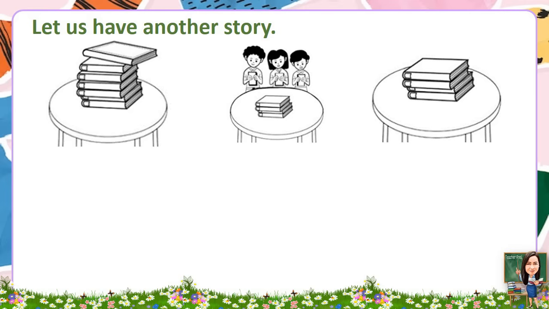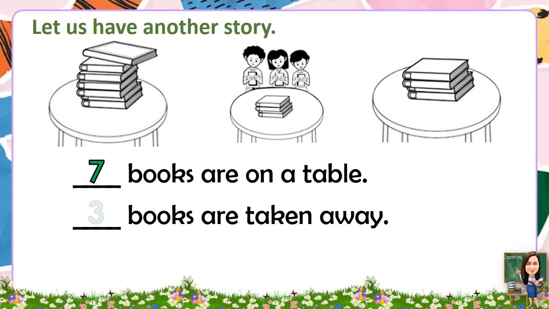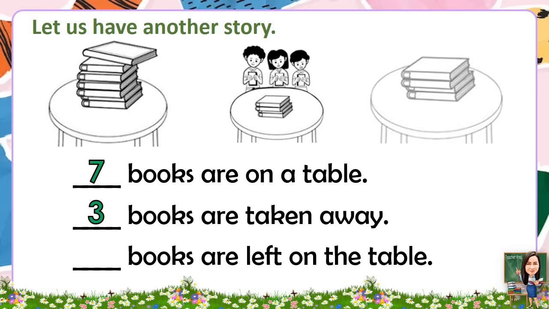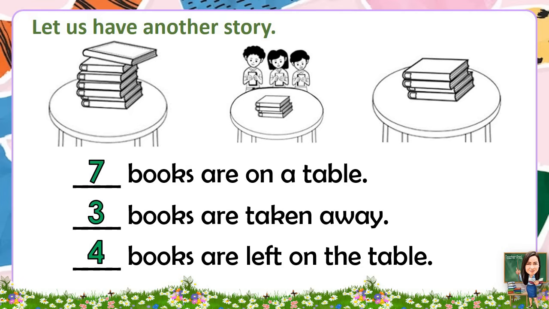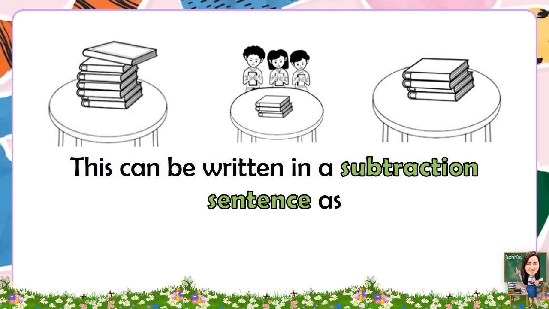Let us have another story. 7 books are on a table. 3 books are taken away. 4 books are left on the table. This can be written in a subtraction sentence as 7 minus 3 equals 4.